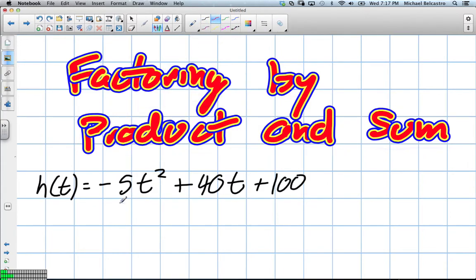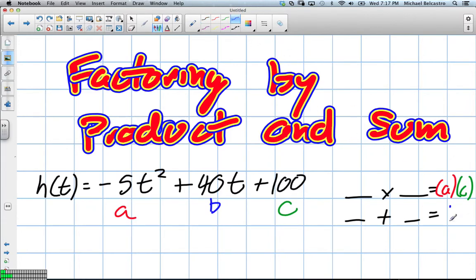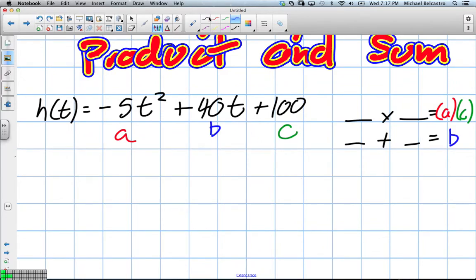If you remember the terms, this is a quadratic. So this is usually known as the A term, this is usually known as the B term, and this is known as the C term. In order to do this, we need to find two values that multiply to A times C. Okay? And those same two values need to add up to our B. Okay? So this is the easier way to organize it sometimes.